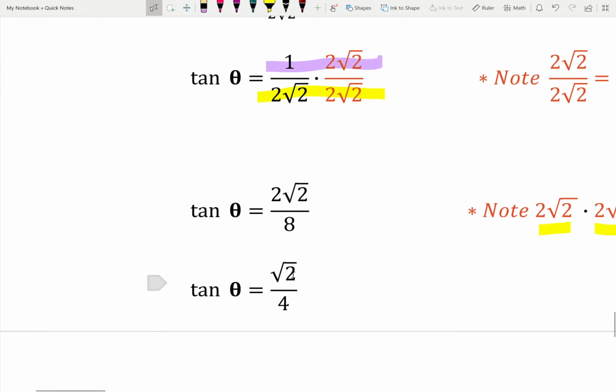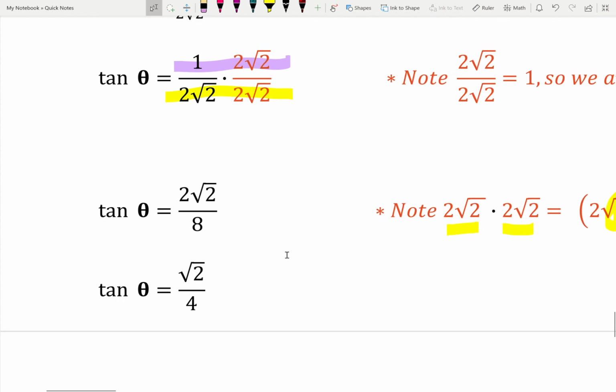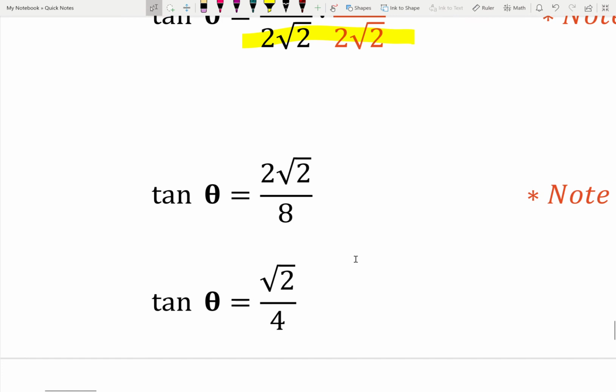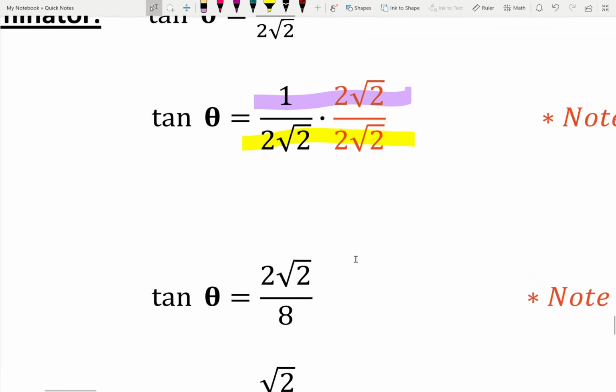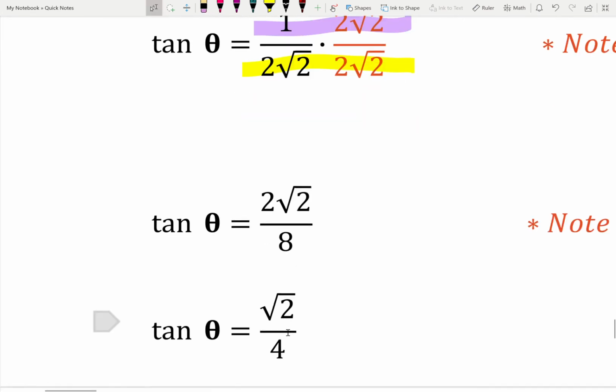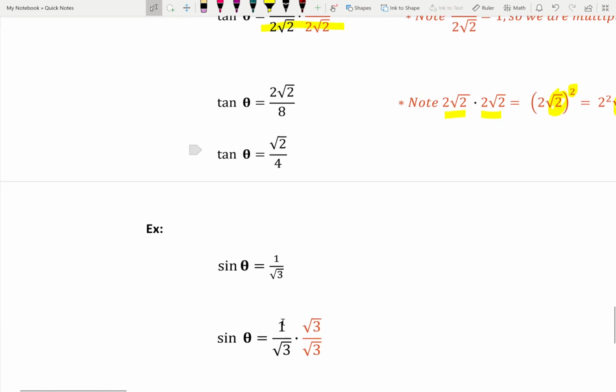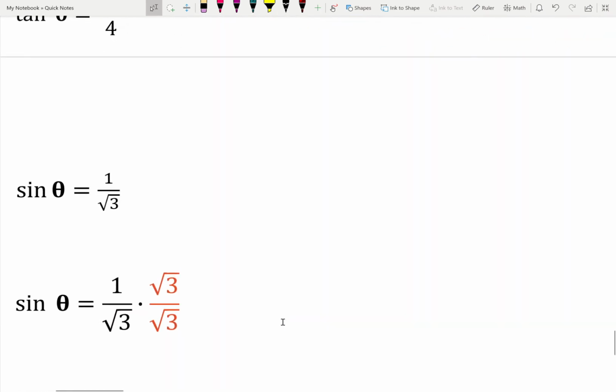If that seems a little confusing to you guys, I recommend looking up exercises. They probably make you do it on your homework anyway. But that's an important skill to know, especially for your homework and textbook purposes. All right, so in the numerator, if I multiply the numerators, I get 2 times square root of 2, and in the denominator, I get 8. And I can simplify, and I get square root of 2 over 4. Okay, let's do one more.